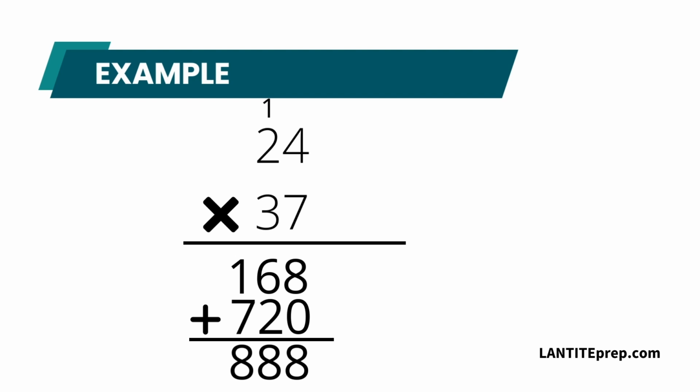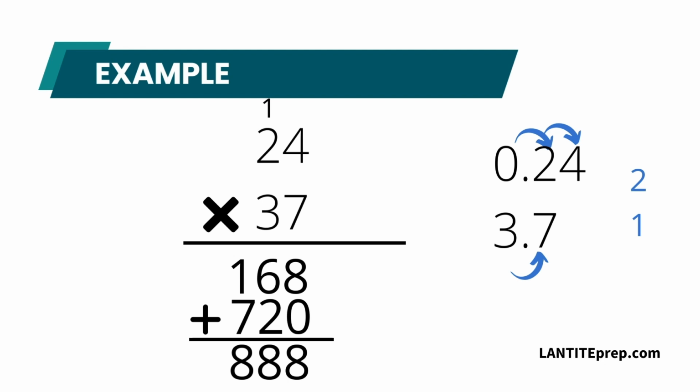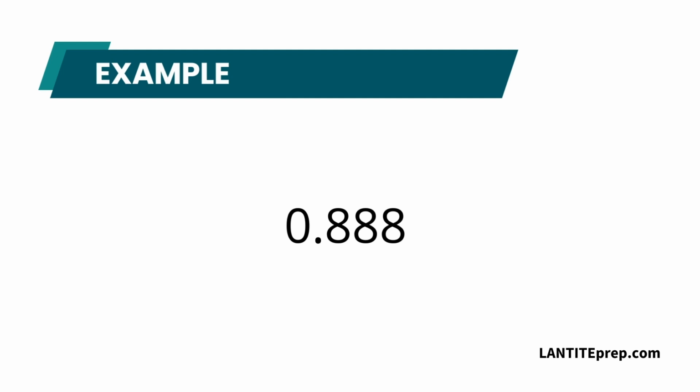And finally, it's time to add our decimal place in, keeping in mind that our original numbers were 0.24 and 3.7, and knowing that 0.24 has 2 place values after the decimal, while 3.7 has 1 place value after the decimal. So there is a total of 3 place values we need to account for. So in our answer, we'll put the decimals 3 place values over and get 0.888.